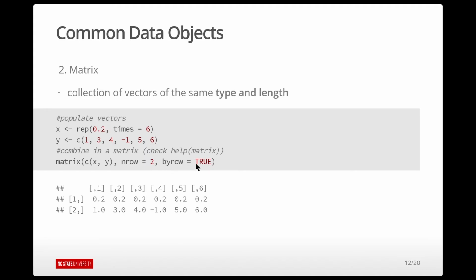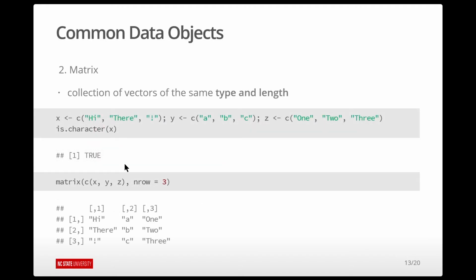And then there's a byrow option. So here I can do byrow = TRUE, and rather than doing the default where it fills down columns first, it will actually fill across rows first. So it's going to use the first 6 elements for the row. The first 6 elements are the x vector, the x object.